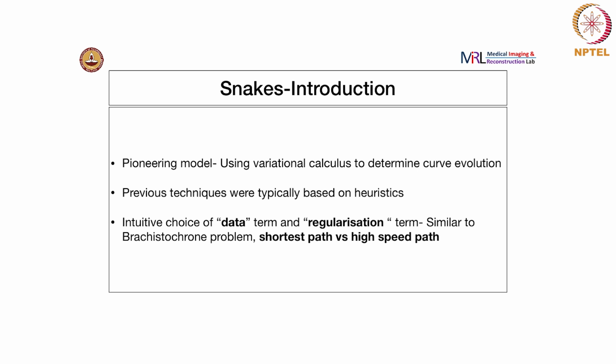So, why is this so important? Because the techniques that came before this were all typically based on heuristics, like a bunch of rules that you put together and hope that it worked. In this one, which is used for segmentation, the rules actually came out of variational calculus.